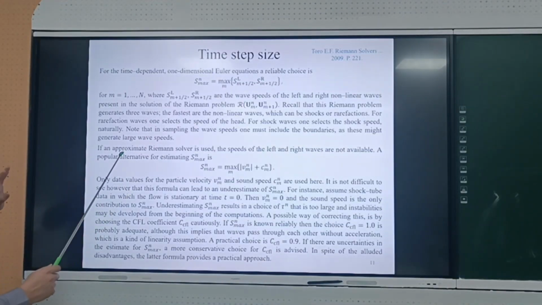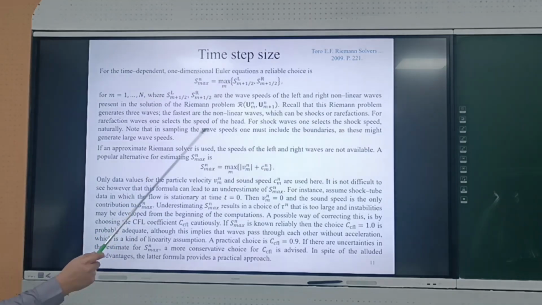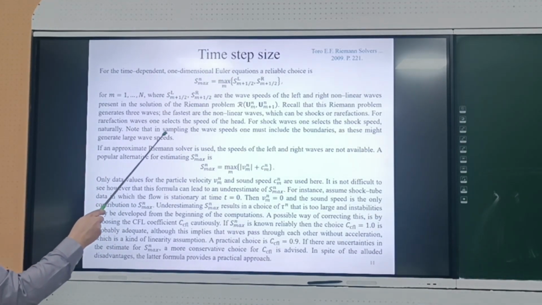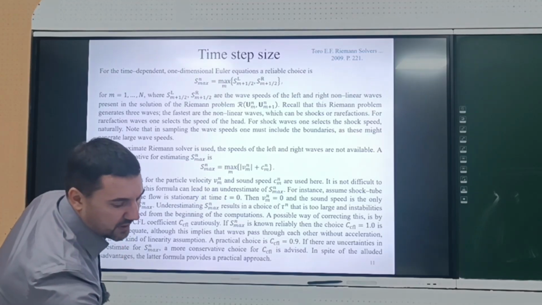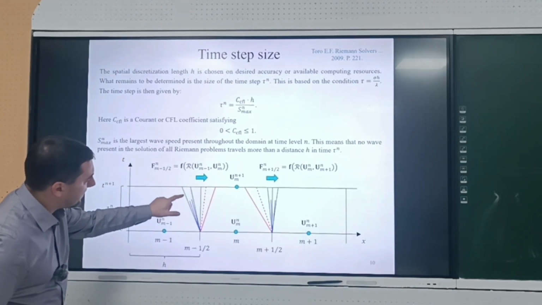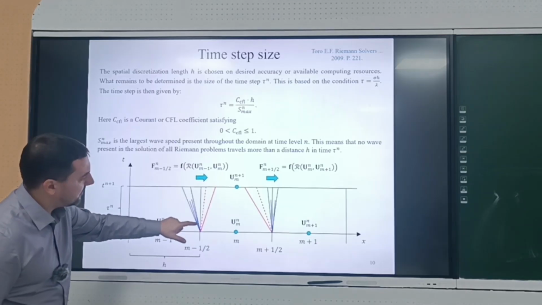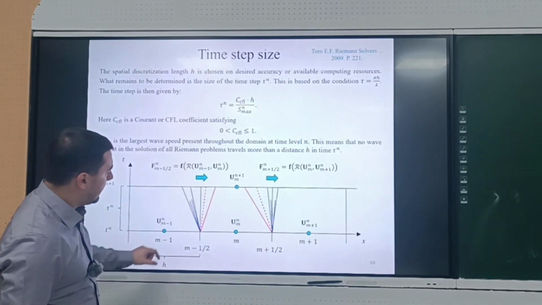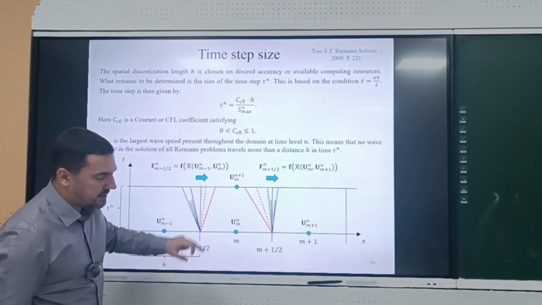Recall that this Riemann problem generates three waves. The fastest are nonlinear waves such as shock waves and rarefactions. For rarefaction waves, one selects the speed of the head. So this is the head of a rarefaction wave, and this is the tail of a rarefaction wave. This is the head of a rarefaction wave, this is the tail. So we should take the head, and the speed of the shock wave.